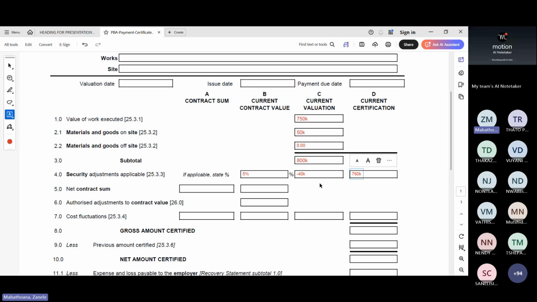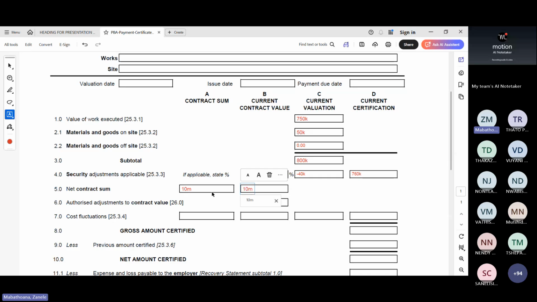The only reason I'm using the 5% is because I don't see where I can state what the maximum security adjustment would be. The old certificate used to have a few boxes where you say up to a maximum of. So now you have 760K. And then here we have the contract sum. It's 10 million, right? Current contract value. We haven't had any variations, so it's still 10 million.